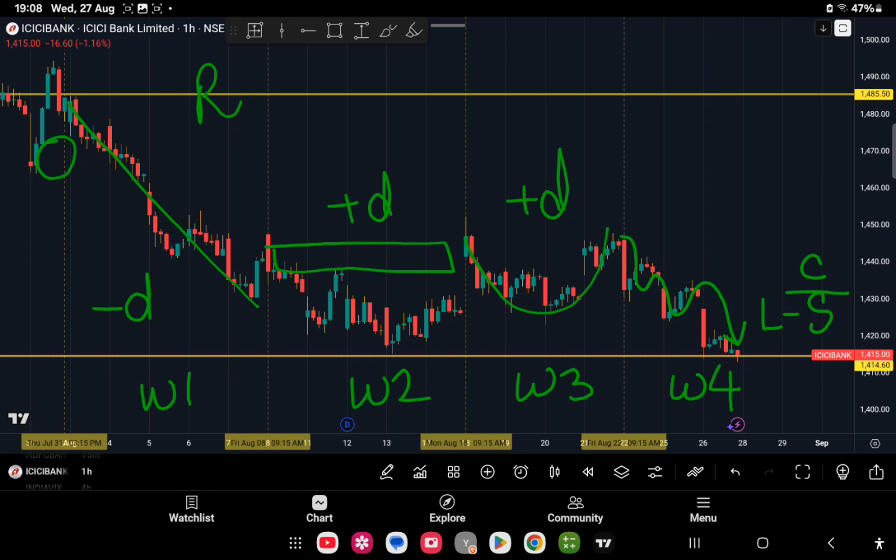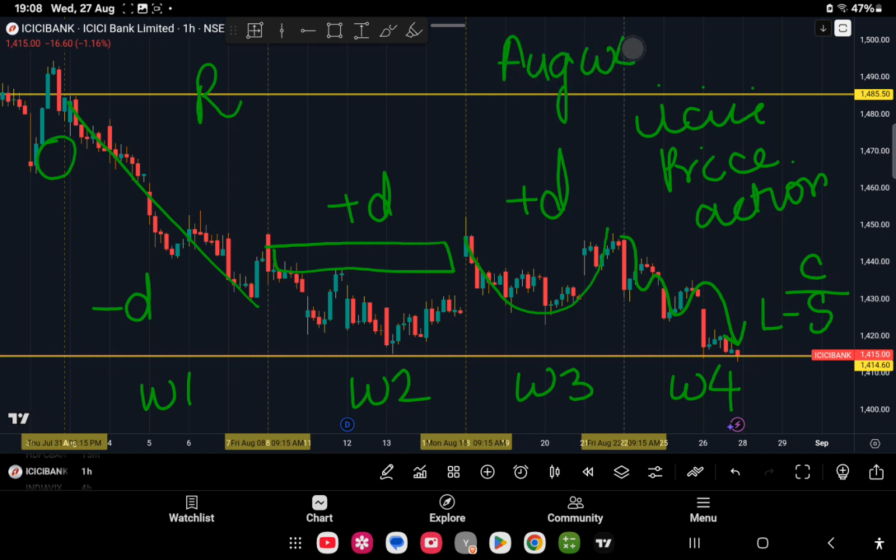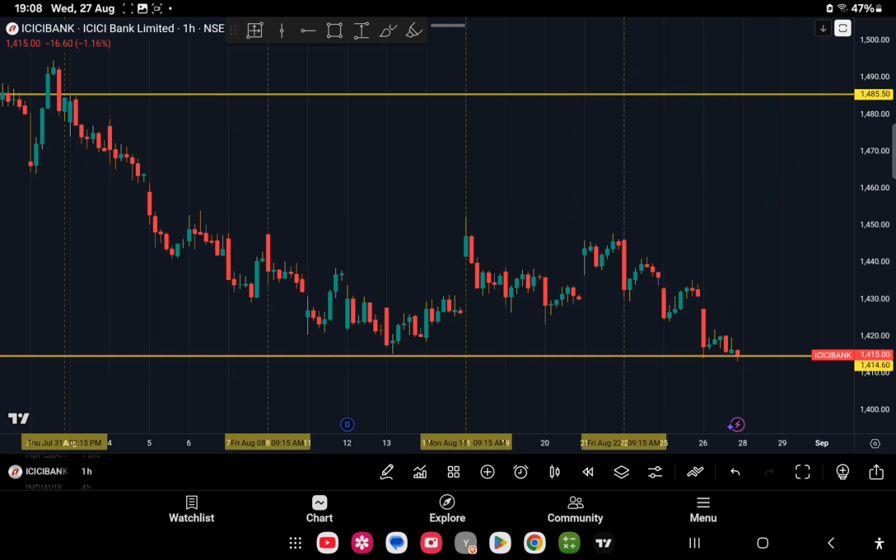Okay, now we have to check if there is any possibility for the reversals. Okay, so this is for ICICI price action for August week 4, that is the last week, and day 3. Okay, so tomorrow is going to be day 5 because day 4 is the holiday. Okay, we'll move on now to the OI.